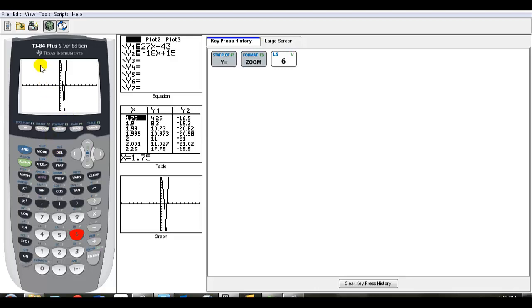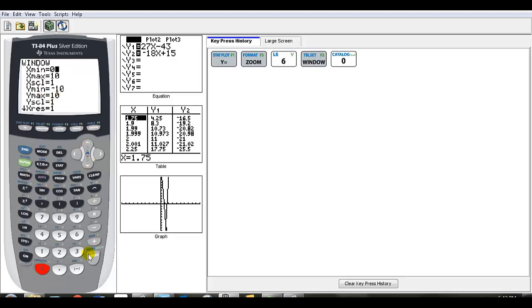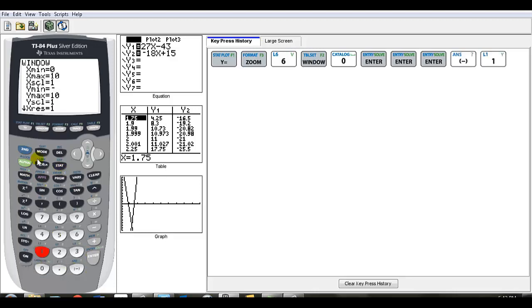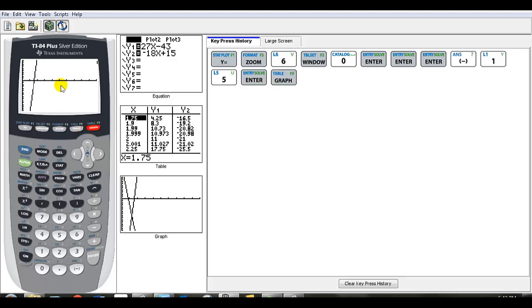And you have to adjust it so that you can see the point of intersection. It's kind of hard for me to see that point of intersection. So I'm going to go back to my window and adjust it a little bit. I'm going to make my x min 0. X max, let's leave that at 10. Y min, I think I needed to adjust that. I think I'm going to go negative 15. And then y max is 10. So now let's go to graph. Let's see if we can find our intersection point. Yeah, that graph looks like right there is going to be where our intersection point is.